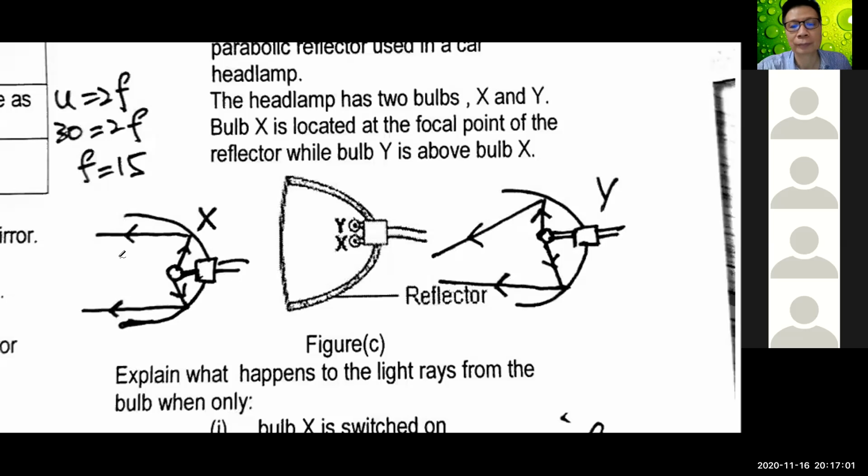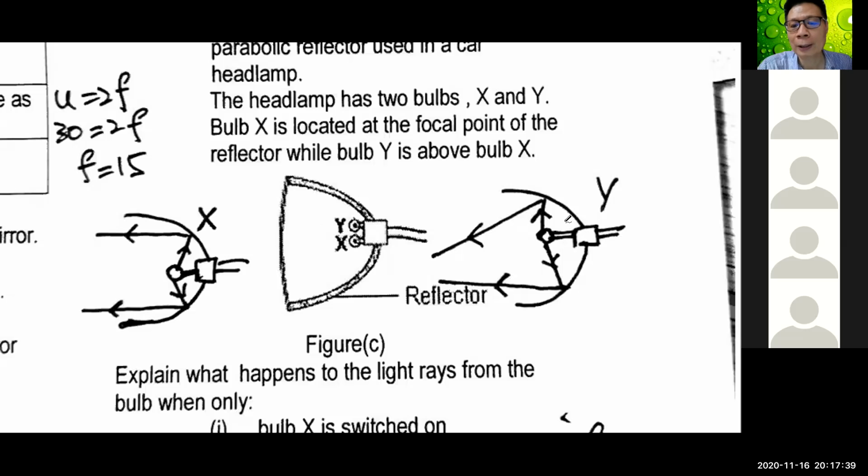Very dangerous. But if you are traveling alone in the midnight or early in the morning, no car from the opposite side, then you can on this light. It's very clear, very bright. Whereas when you on another bulb, Y, you cannot on two bulbs at the same time. For your knowledge, you can only on one at one time. You cannot on X and Y at the same time. No car like that. You can only on X at one time, or you can only on Y at one time.